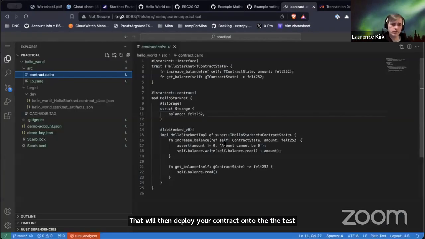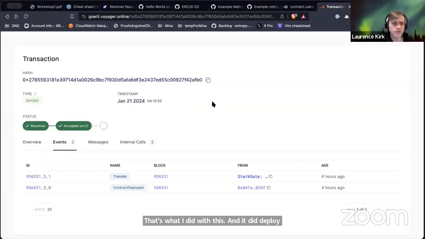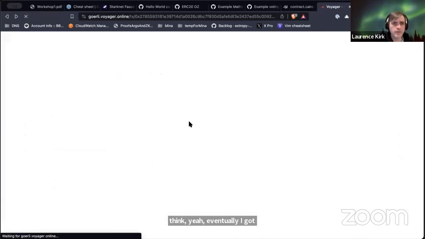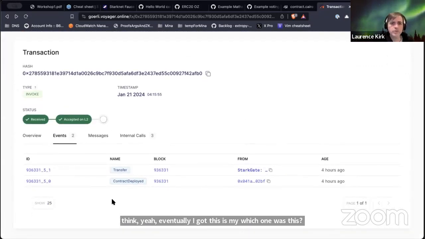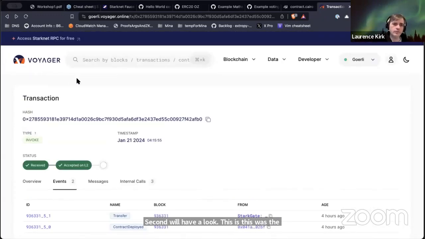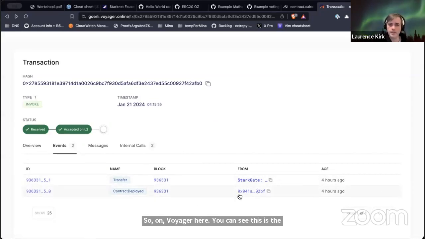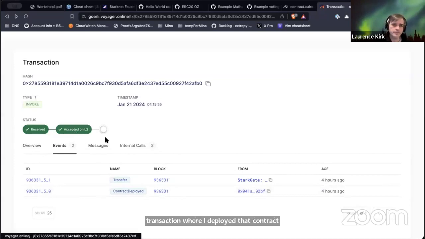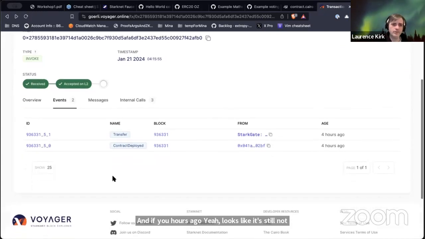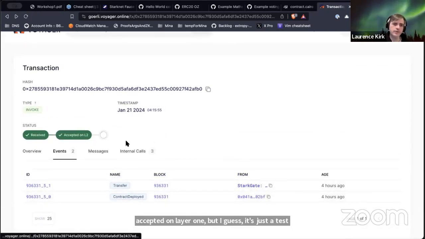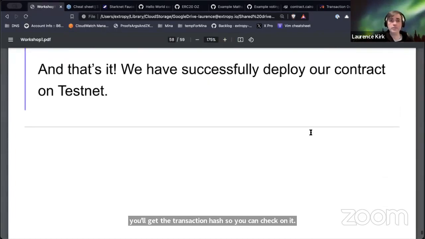You should be able to do that. That's what I did with this, and it did deploy it. Here's my, which one was this? I don't know if this was the declare or the deploy. A second, we'll have a look. Oh, this was the deploy. So on Voyager here, you can see this is the transaction where I deployed that contract a few hours ago. It looks like it's still not accepted on layer one, but I guess it's just a test network. Once you've done that, you'll get the transaction hash so you can check on it, and that's it. You've successfully deployed.